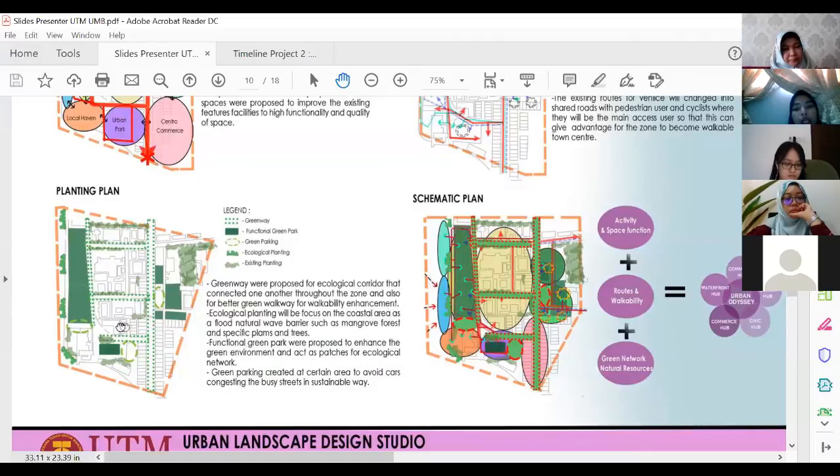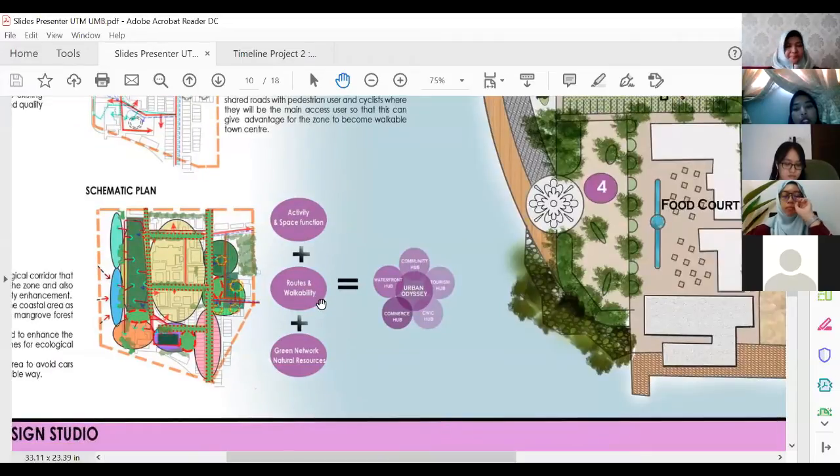Next, at last, I finally come up with these schematic plans. These are the spaces and the routes proposed to create my master plan. Beside it are the keywords that I focus on to create my Urban Odyssey.